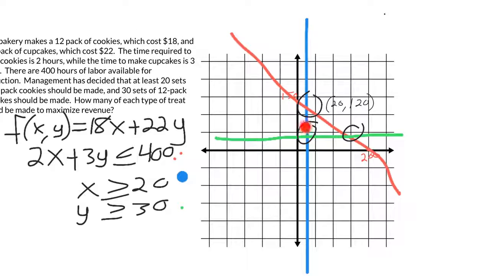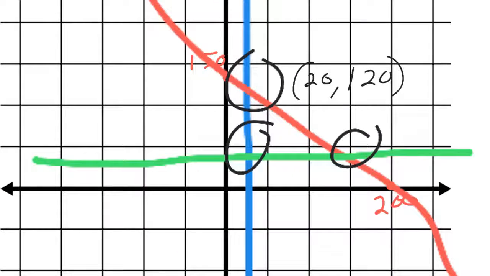So we got to find the other vertices. We got to find this one, and this is where x equals 20 intersects the line y equals 30. So that's already done for you. You're told the x-coordinate is 20, and the green line tells you that y equals 30. That's that intersection point right here.